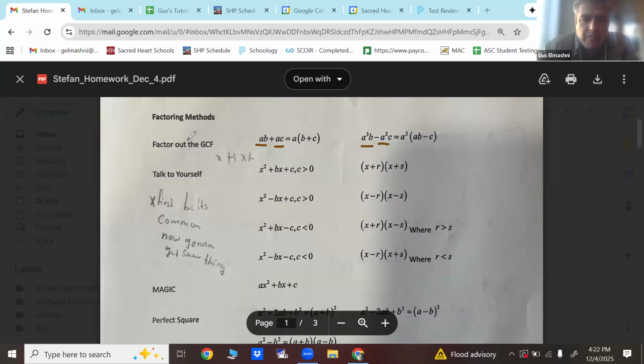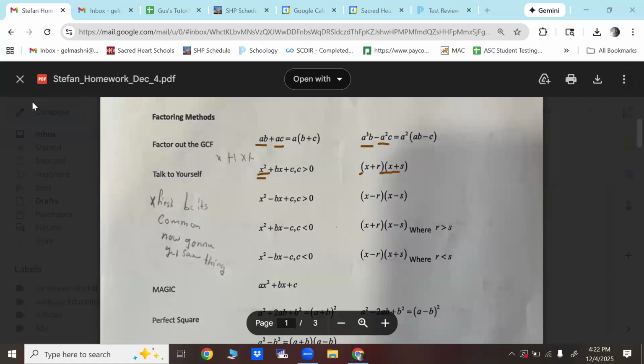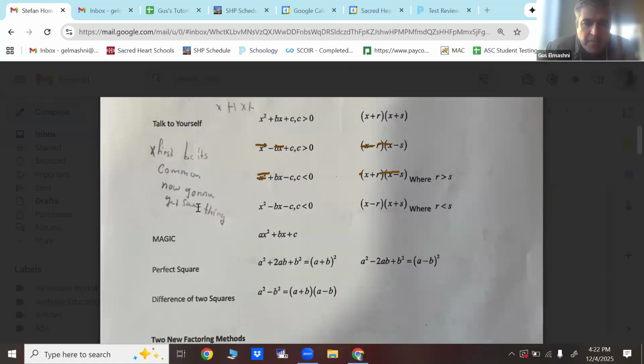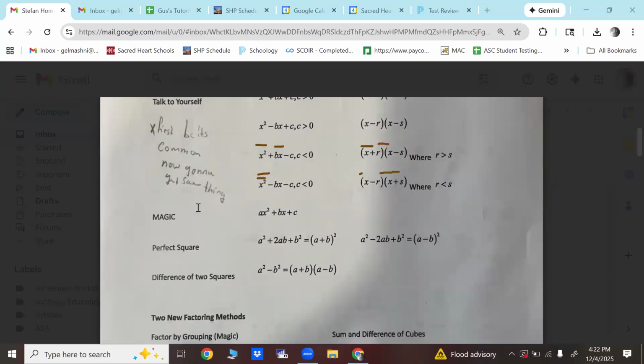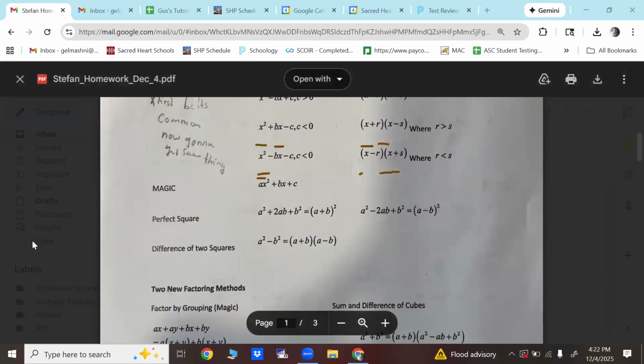Now it says here, talk to yourself. I don't know what's meant by that, but sometimes the factor can be pretty simple. Like you just see, okay, well, sure, x and x multiplies to x squared. Whatever multiplies to c and adds up to b, we can break that apart. There's always different things that happen. Magic, I'm not sure what that's meant. Oh, it's like my teacher's one of his methods.